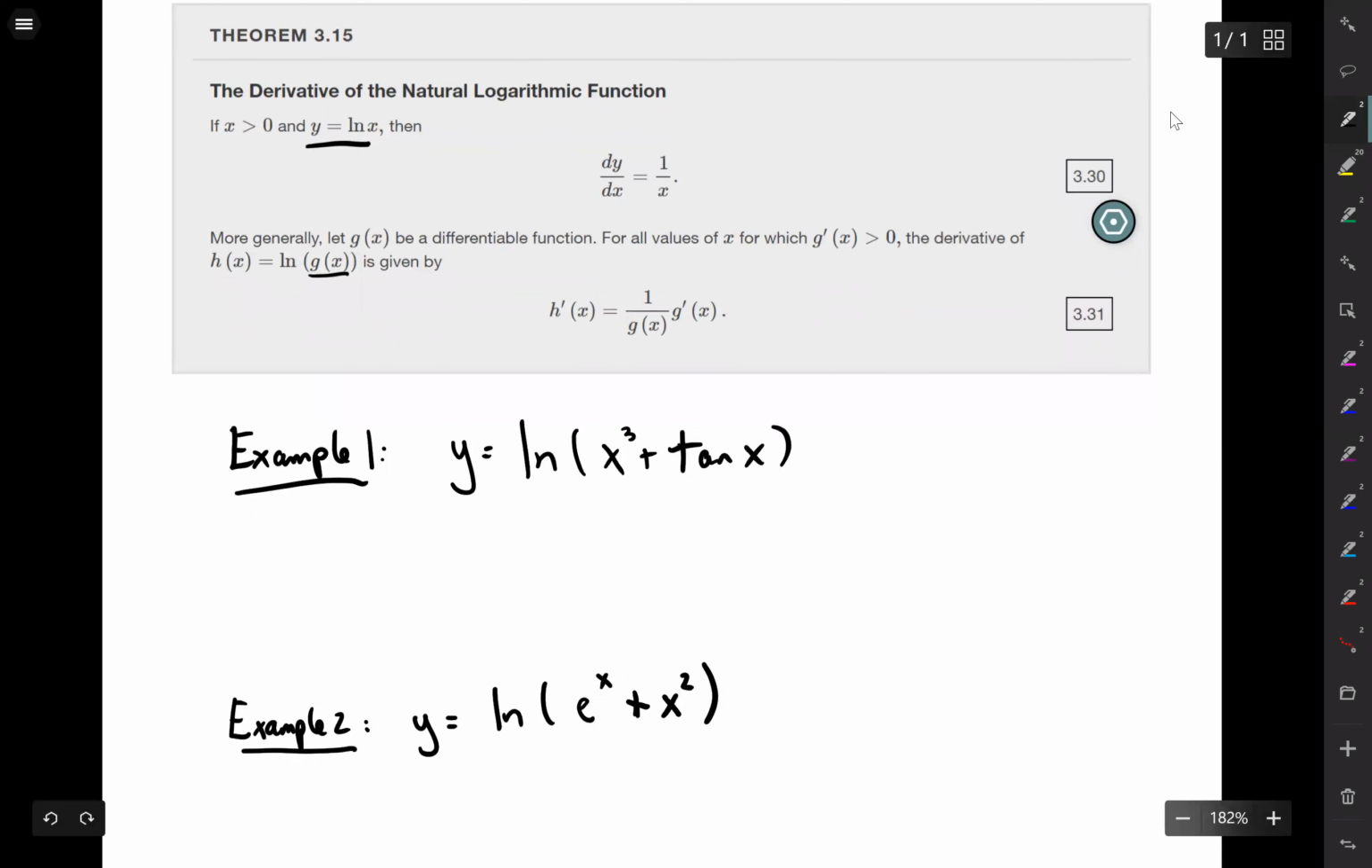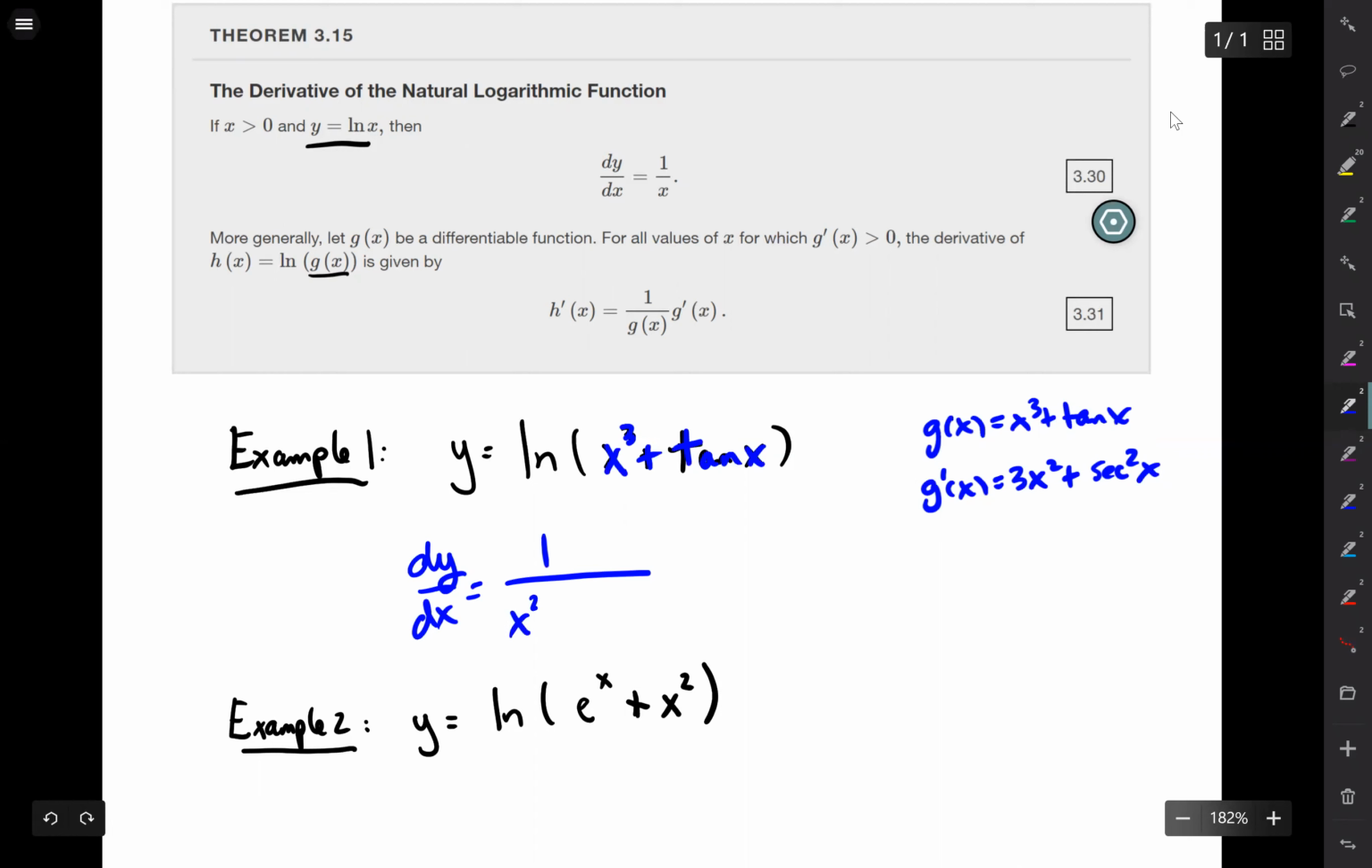Okay, so let's just do a quick example so you can see how this works. So again, here, g of x would be x cubed plus tangent of x. And maybe I'll color code that. Okay, so that's g of x. So then you just calculate g prime of x and you get 3x squared plus the derivative of tangent of x, which I think is secant squared x. And so then dy/dx is going to be 1 over g of x, so that's 1 over x cubed plus tangent of x, times 3x squared plus secant squared x.